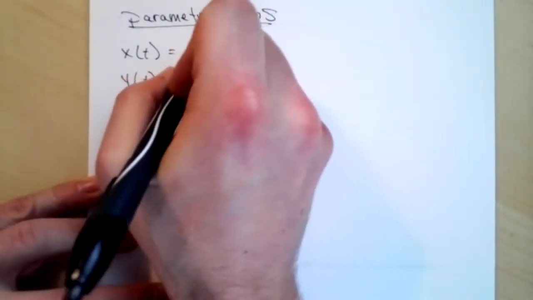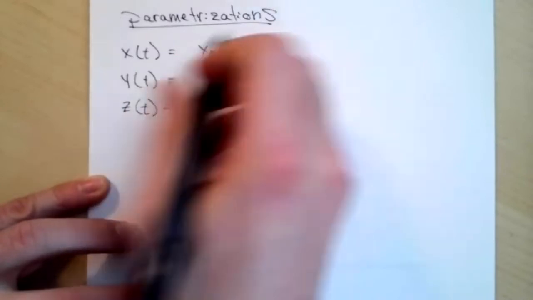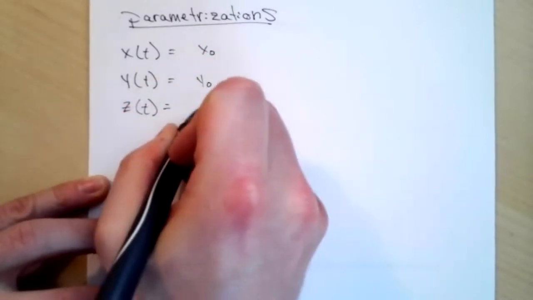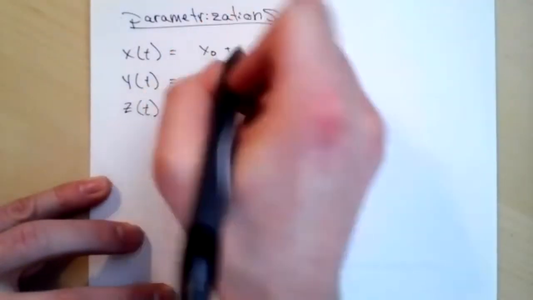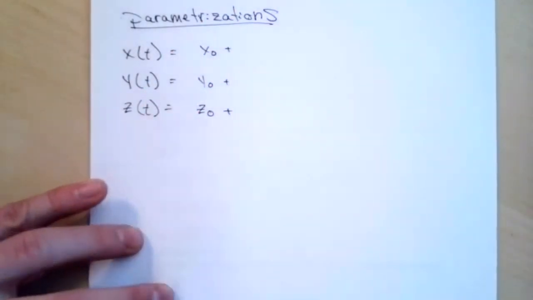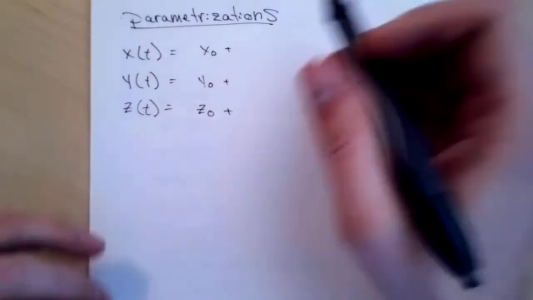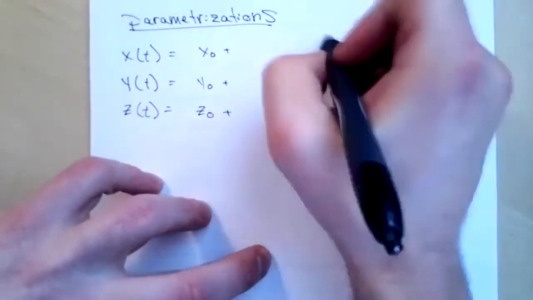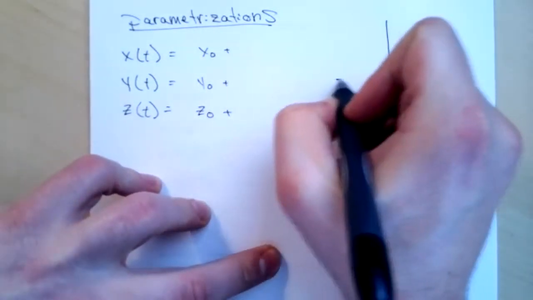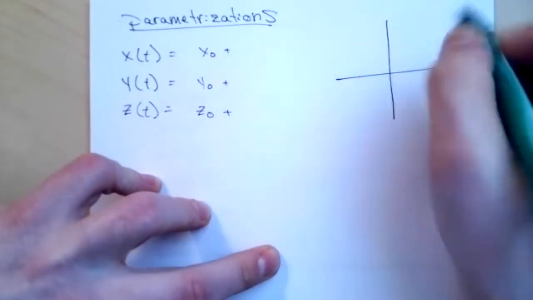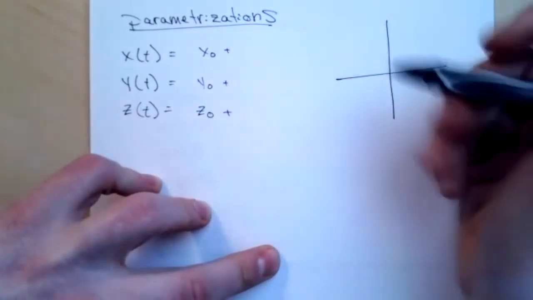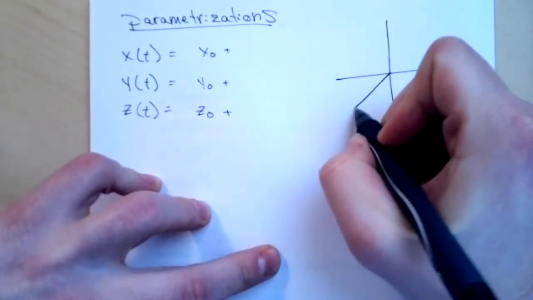So what are we going to have? We're going to have some starting value. Our X value is going to start at some value. Likewise, our Y and Z values are going to start at some value. And then with parameterizations, let's draw a picture here. If we have a line, we're at some point, and actually since we are in 3 variables, let's go ahead and do this in 3 dimensions.